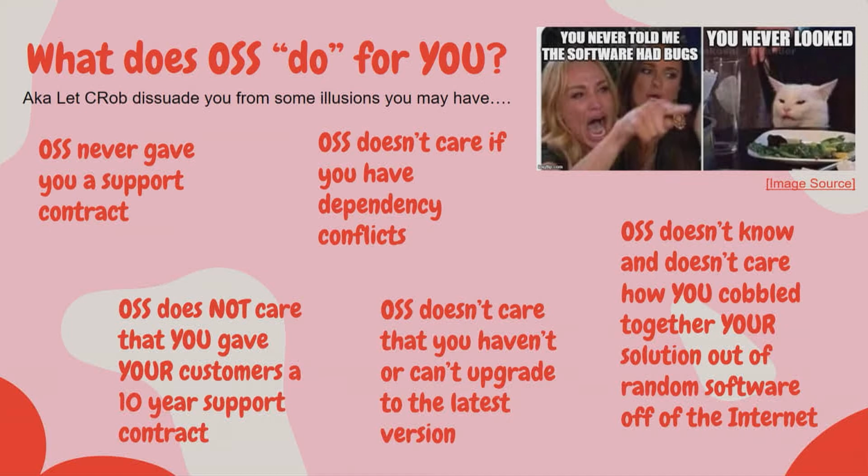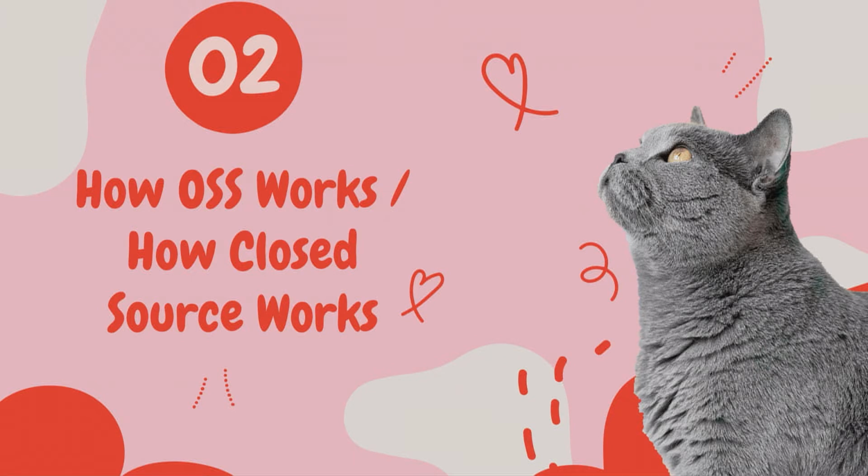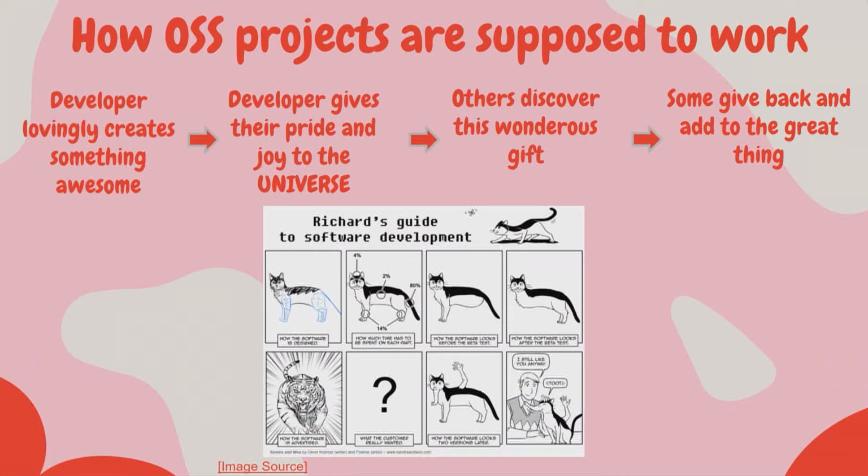So don't ask open source to help you troubleshoot your Amazon cloud instance nonsense, because they don't do that. That's up to you to figure out how to do that. So how open source really works.